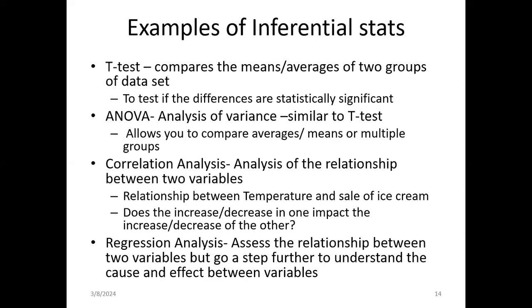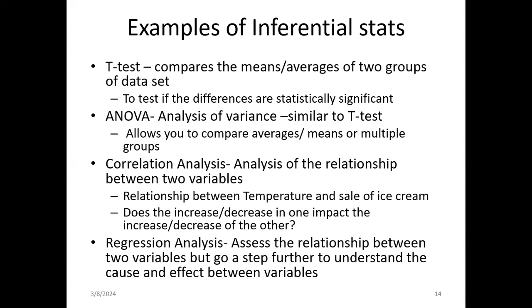Now, examples of inferential statistics include a t-test. A t-test has to do with comparing the means or averages of two groups of data sets. So maybe you are doing a comparison of two groups. You take these two data sets, get their means or averages and compare them. Then that's your t-test. The ANOVA is also like the t-test, but the ANOVA goes a step forward to do that for multiple groups, so not just two. It has to be more than two for you to be able to do an ANOVA.